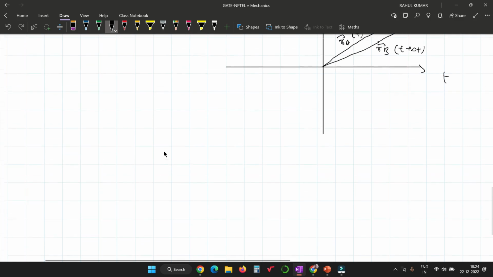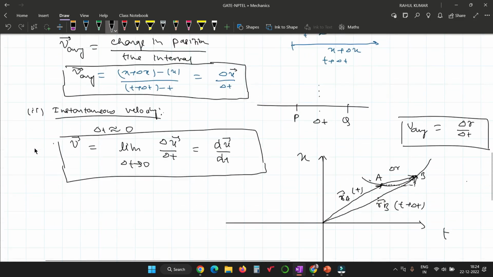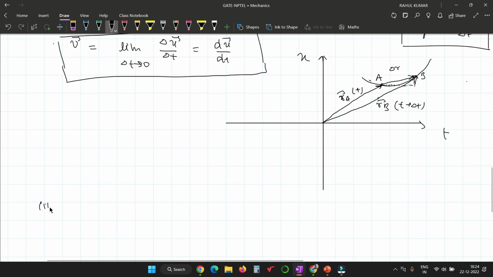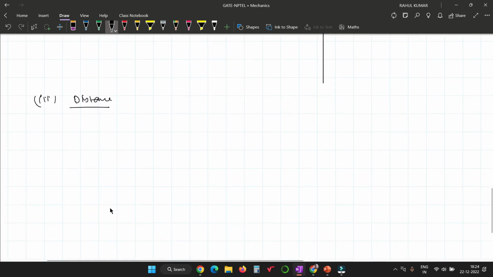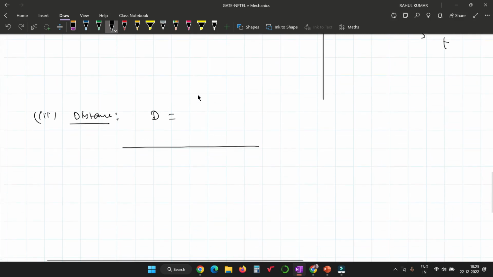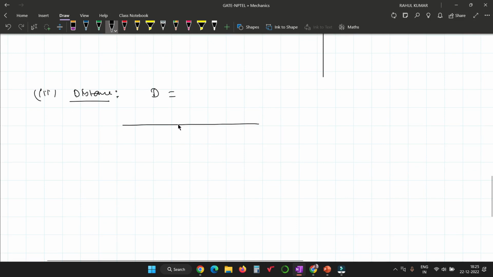Let's talk about distance. Okay, so if the motion is rectilinear, then the distance d is nothing but what? No, the distance d: suppose the particle's reference point is O, okay? So suppose the particle reaches this point, then it is moving like this, okay?